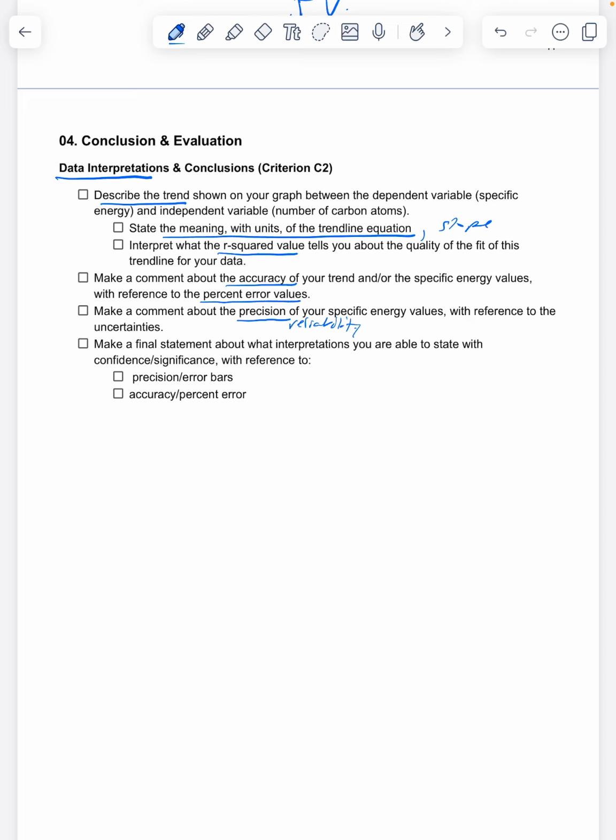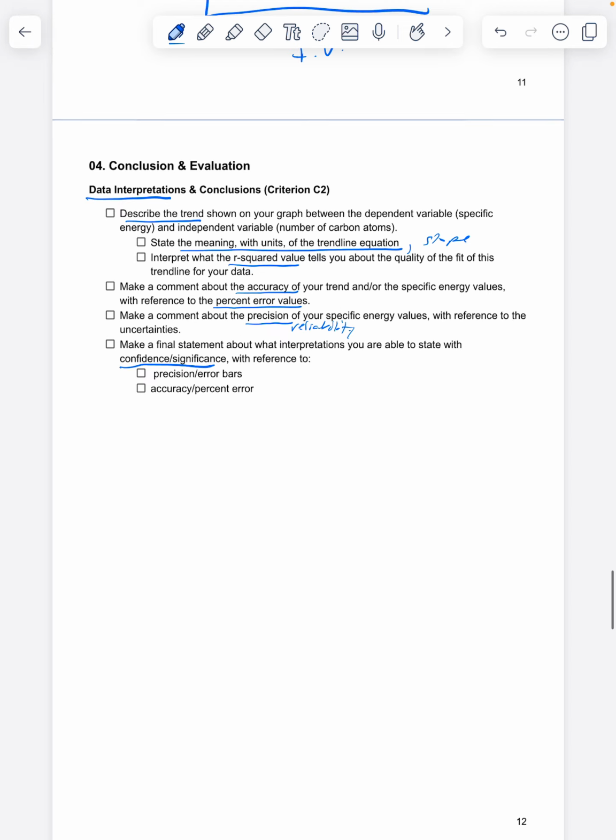And you should try to coordinate all of that together, pull it all together into a final statement about the answer to the research question. And in that answer to the research question, you can comment on how confident you are in that answer based on things like the error bars and the inaccuracy of your data.